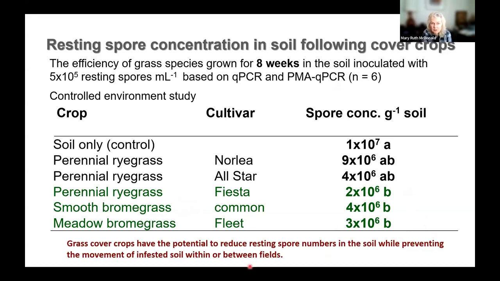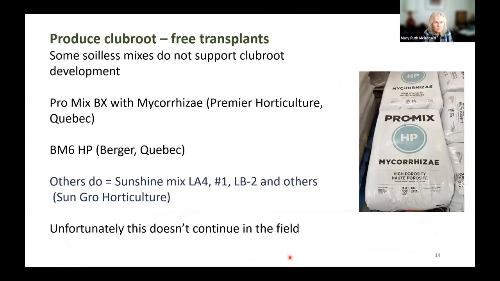And one of the advantages of using a cover crop or perennial crop is that it holds that infested soil in place, so it reduces the risk of moving it to another field. So that explains one of the recommendations for managing clubroot. They also talk about disease-free transplants, which makes a lot of sense.